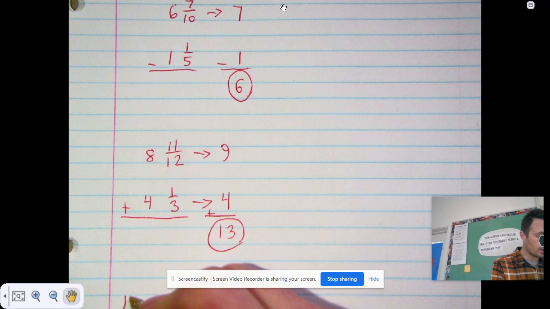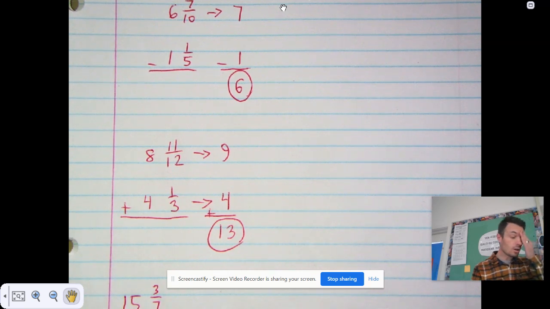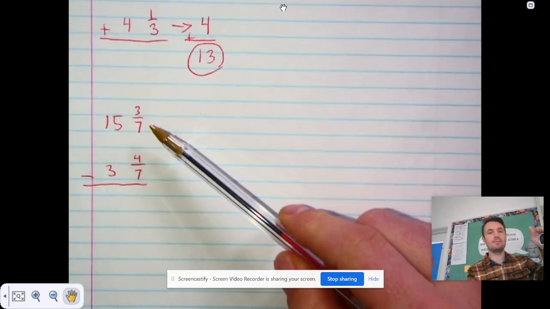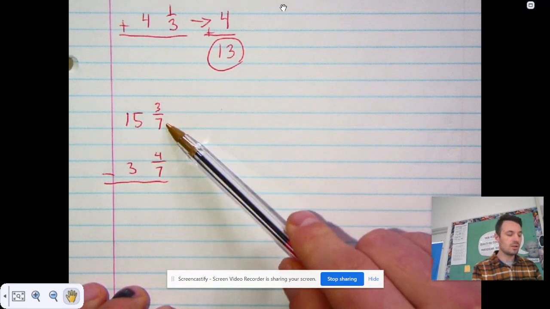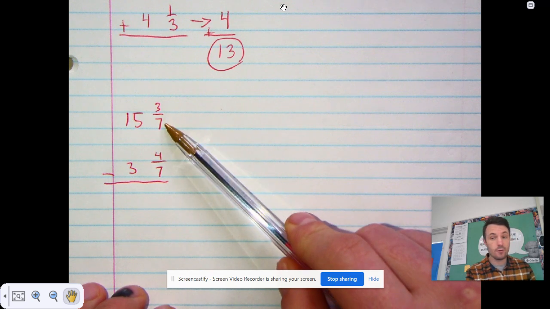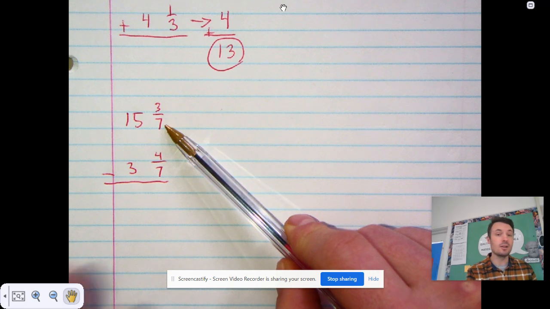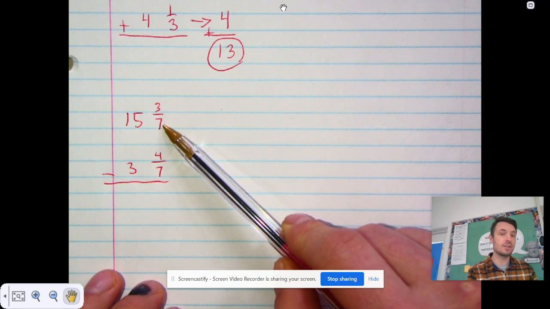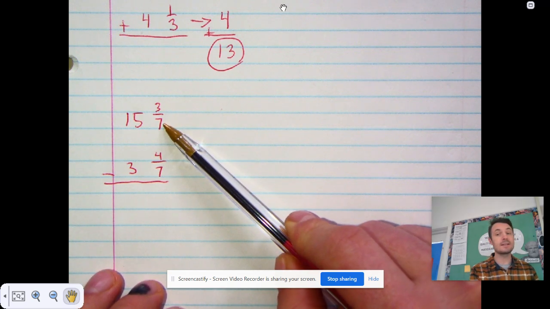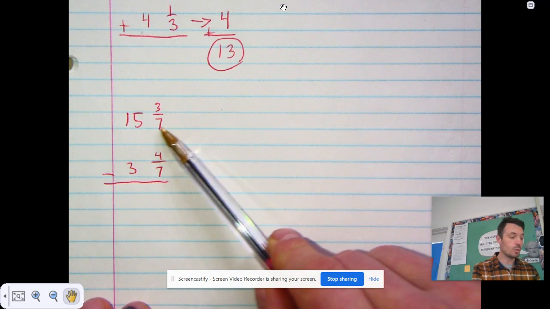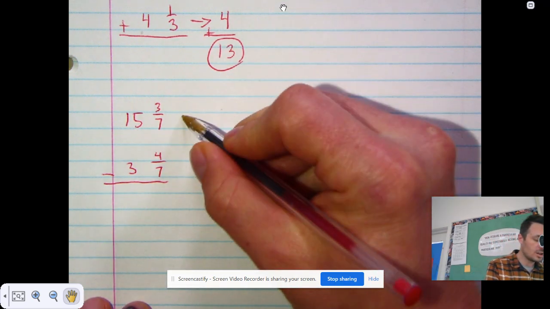Let's do another subtraction one. 15 3/7 minus 3 4/7. So here we have 15 3/7. Oh, you guys can't even see it. There we go. 15 3/7. Now this one's close to a half. 3 is almost half of 7, but is it? It's not quite. 3 1/2 is half of 7. So that means 3/7 is less than a half, which means we round down to 15.